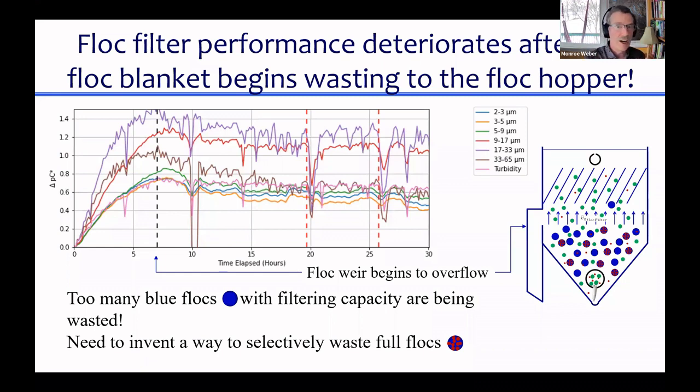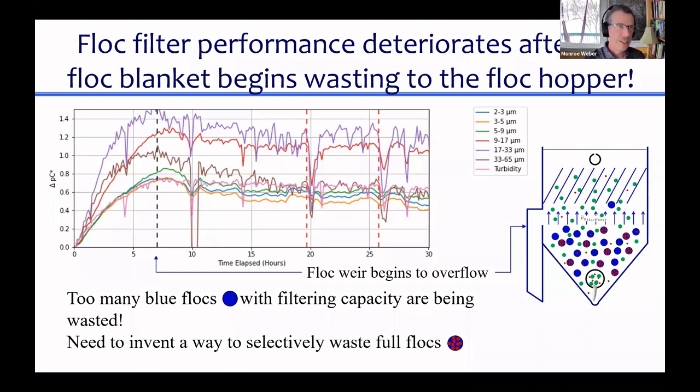So a delta PC star of 1 means that he's removing an additional 90% of the particles. And a delta PC star of 2 would mean he's removing an additional 99% of the particles. So here we're seeing time 0, he's basically set it to 0. And then we're looking at the improvement in performance. And over the next few hours, up to about maybe 7 hours, the flock filter is slowly improving.